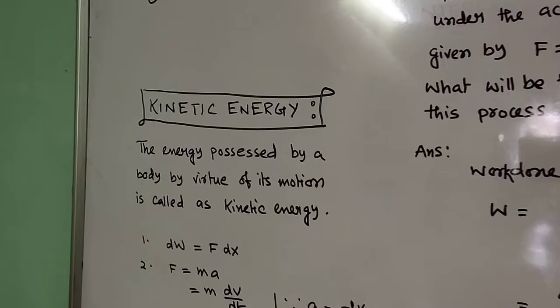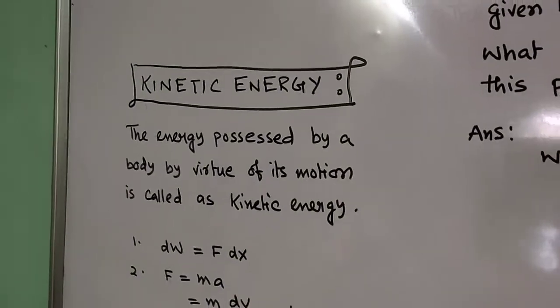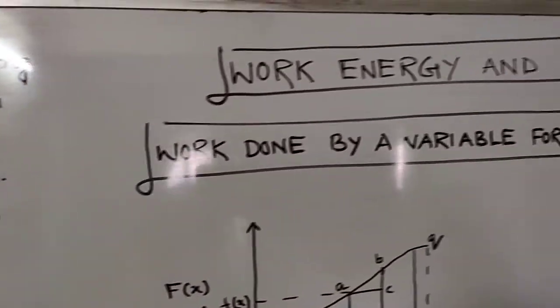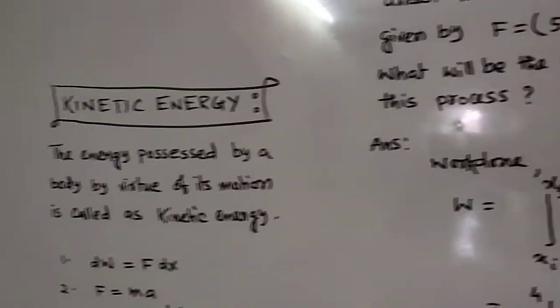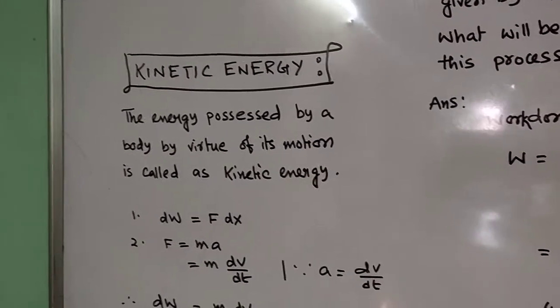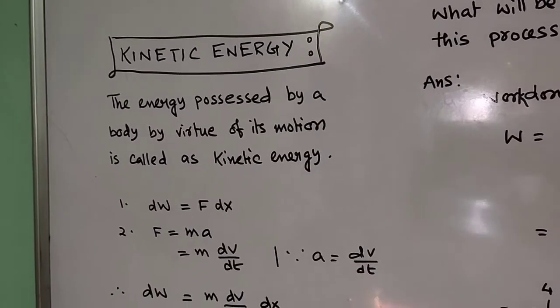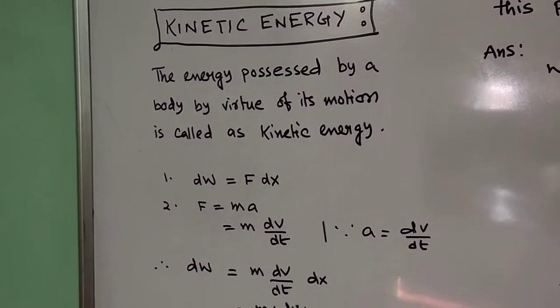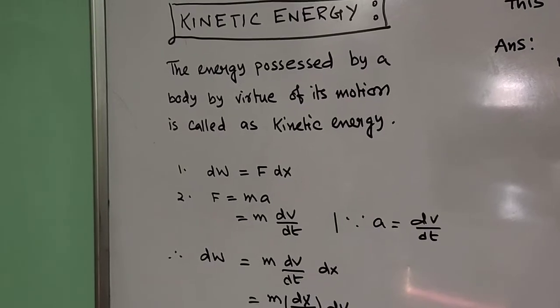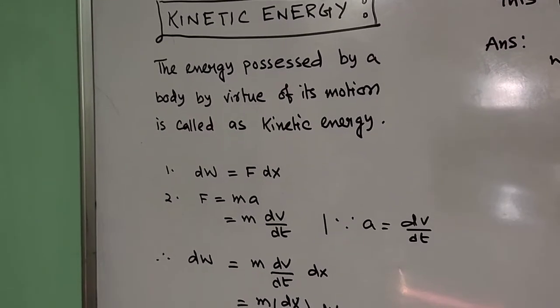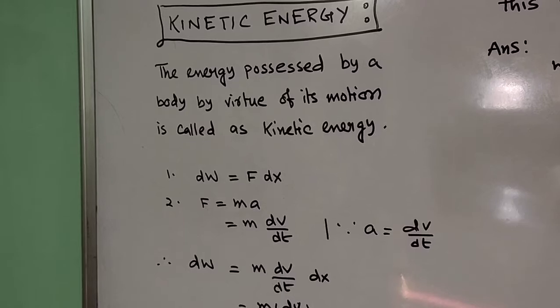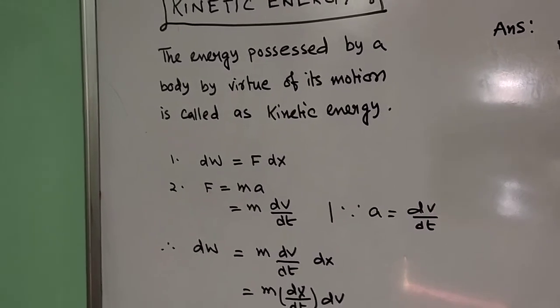Now next we are going to define kinetic energy, because the chapter is work, energy and power. So energy is nothing but the work done, isn't it? The energy possessed by a body by virtue of its motion is called kinetic energy. Now in physics you must go for the expression rather than the statement, and wherever a statement is required, write it in brief. So number 1, dW equals F dx.